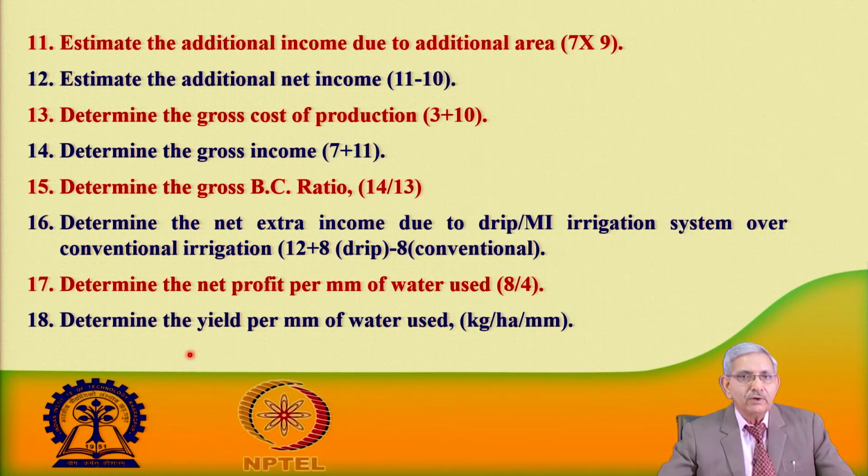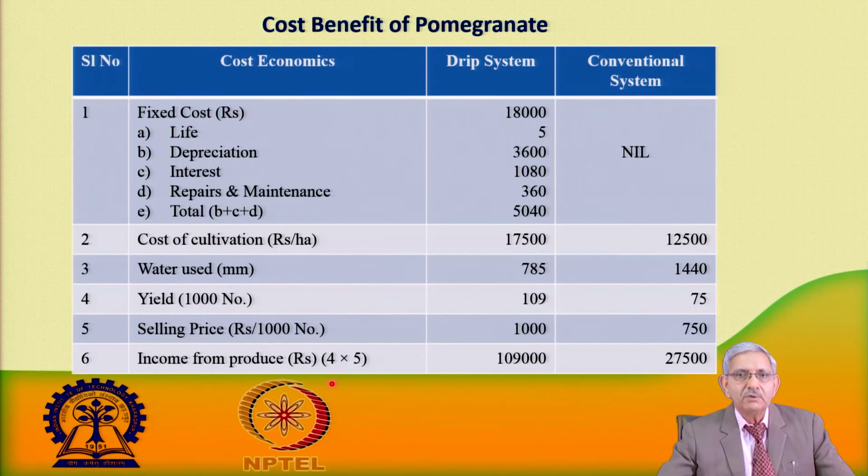We can also find out how much is the net profit per millimeter of water, because we have already used the drip system. So, per millimeter of water, and then determine the yield per millimeter of water used. This is a water use efficiency term that can also be estimated.